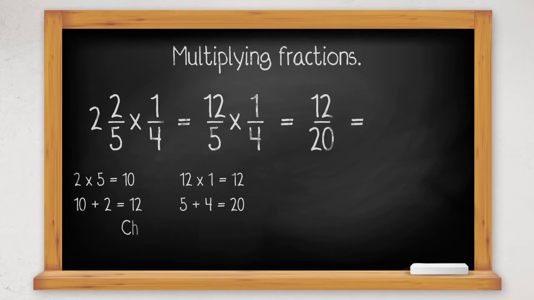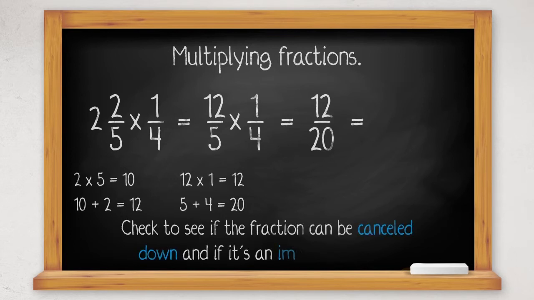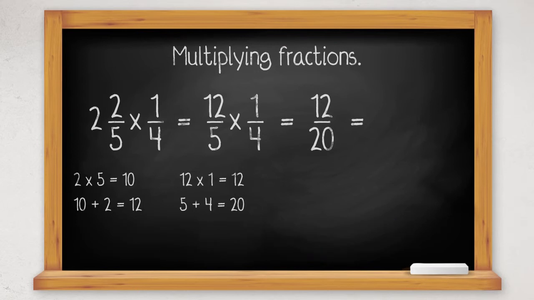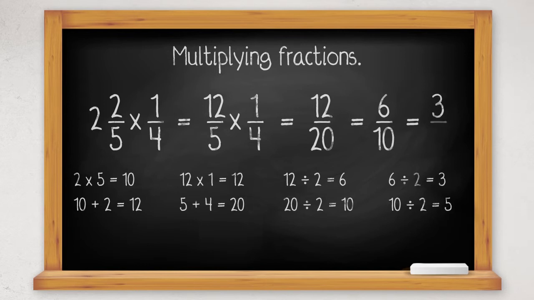Then we look to see if the answer can be cancelled down and if it's an improper fraction to turn it into a mixed number. It is not an improper fraction because 12 is smaller than 20, but it can be cancelled down. 12 and 20 are even numbers, so I can divide top and bottom by 2 to give 6 over 10. I can divide by 2 again to get 3 over 5, which can't be cancelled down any further. So the answer is 3/5.